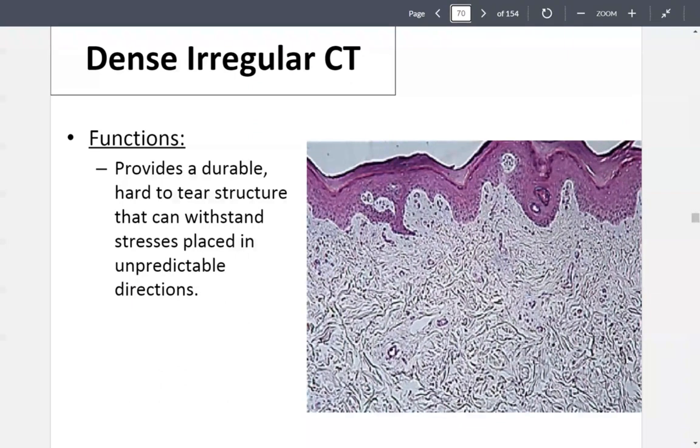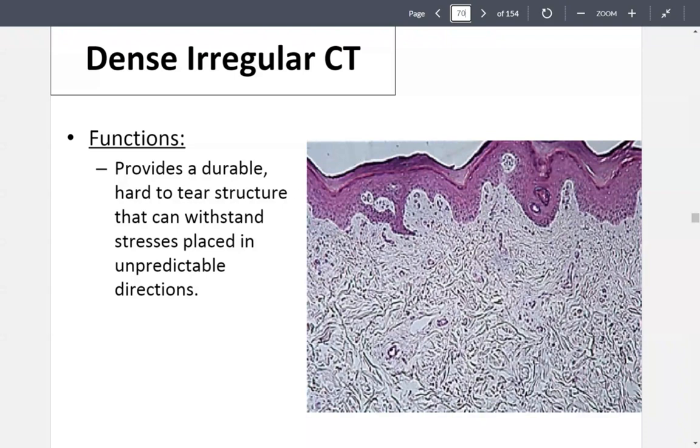Why is it used there? This irregularity actually provides a very durable, hard-to-tear structure that is able to withstand the stresses placed upon it when it is pulled in unpredictable directions. Okay, this is important. Tendons and ligaments are going to have predictable points of stress. So they are going to be able to run along patterns based on the muscle and the bones they're connecting. And so they can align themselves for the predictable stress points.